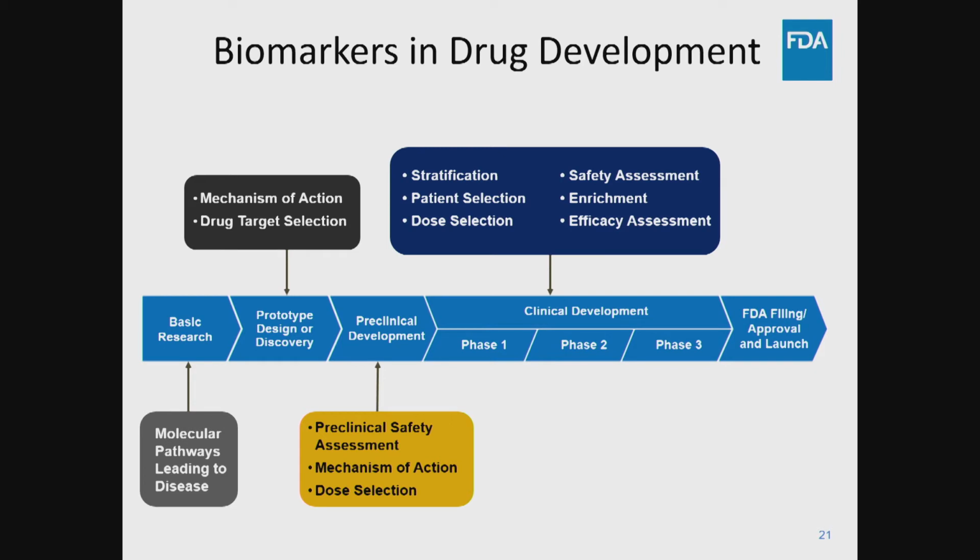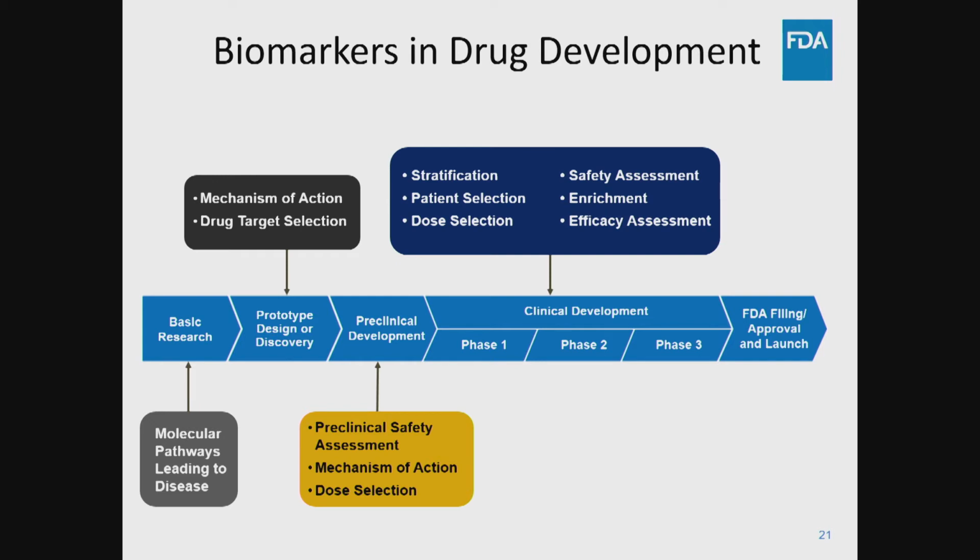So how can biomarkers be used to inform drug development? They can be used in virtually every different stage. So even back in the preclinical studies and your basic research when you're trying to identify pathways and identify potential drugs, they can inform drug target selection. So what pathway you want to target for a certain disease. They can inform the drug's mechanism of action.